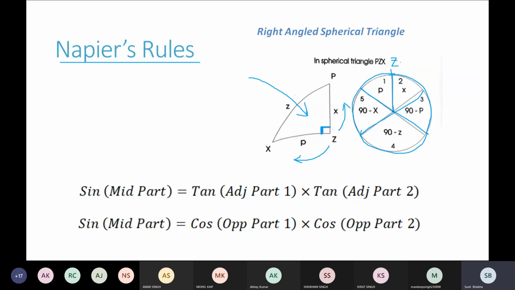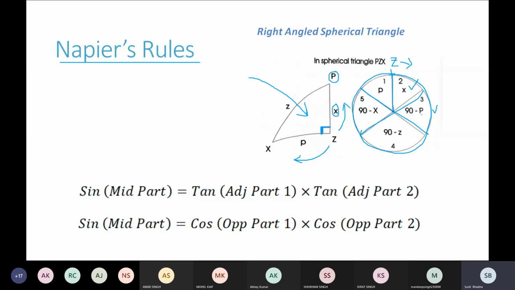Okay. And whatever parts of the triangle keep on coming, you keep on filling them up in this circular diagram. So from Z, we are moving anti-clockwise in the triangle. So next part which comes is small x, which is side x. So you see side x is built here in this part. Then you have angle P. You see angle P is built in this part.